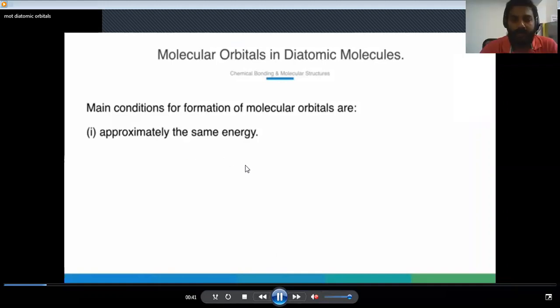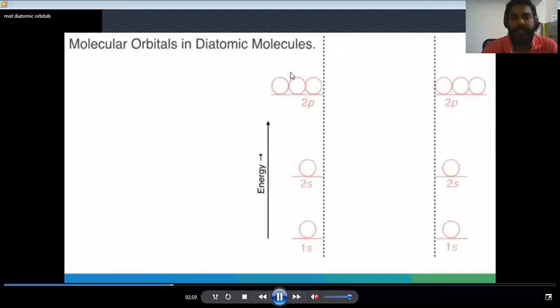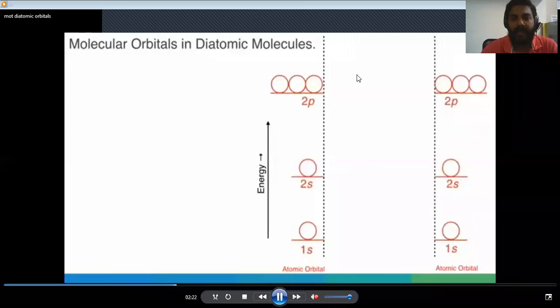formation of molecular orbitals: the atomic orbitals must have approximately the same energy, as in two oxygen atoms, the same energy, right? Then matching symmetry, and positive overlap to form the bonding orbitals. And this is the energy level diagram of bonding and anti-bonding orbitals. We should calculate like this, right?